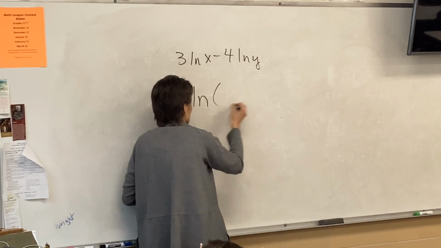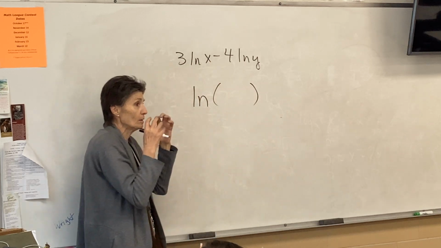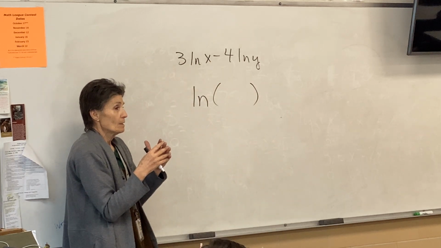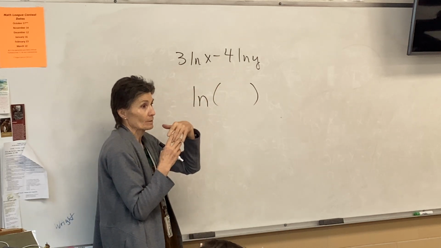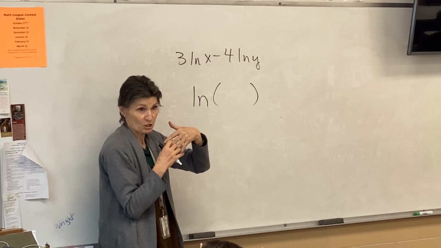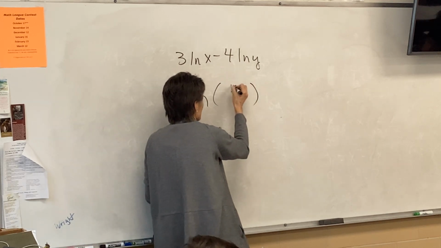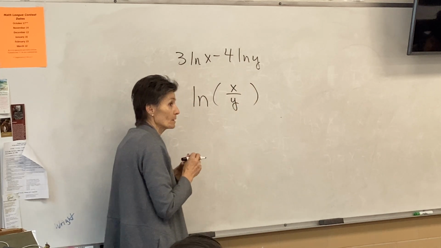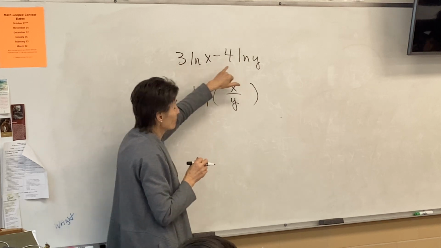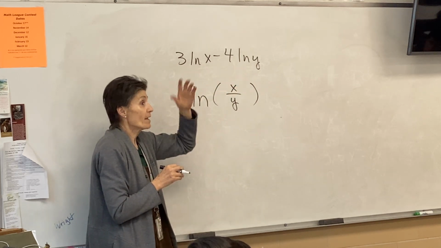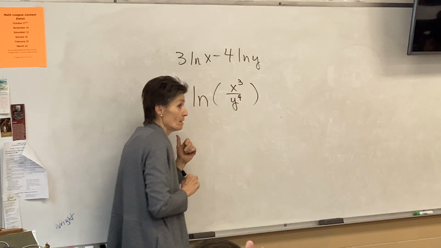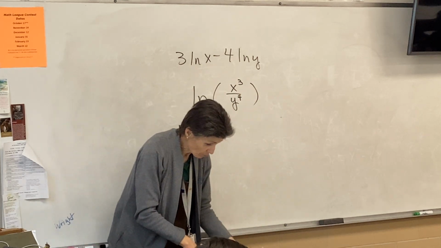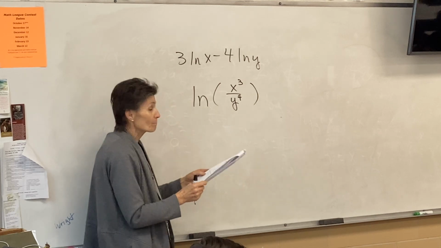Our job is to write this as a single expression. So, what does that subtraction tell me? It's going to be a division. So I'm going to have x's on top of y's. And then what about the 3 and the 4? What are they? They are exponents, the 3 on the x and the 4 on the y. So the answer is what, A? Easy.